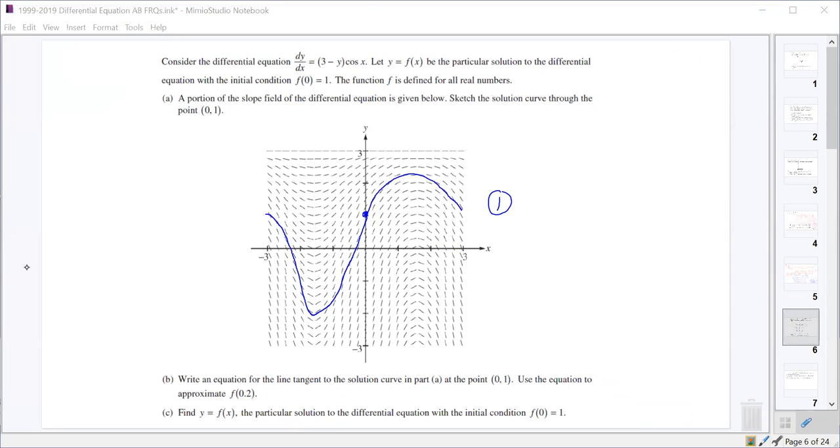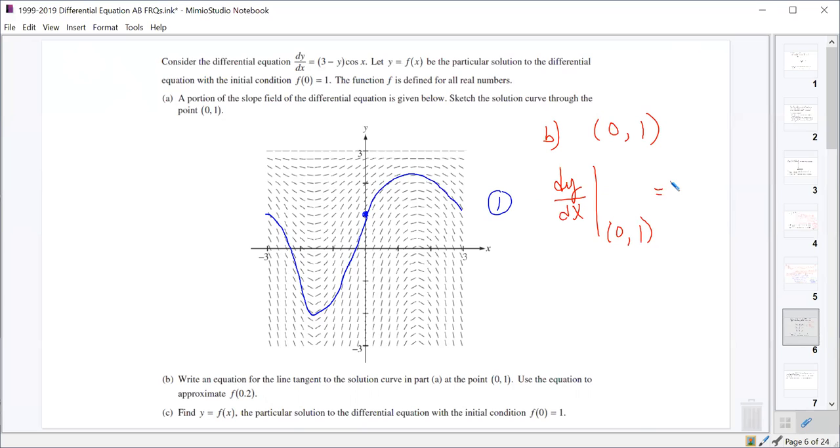All right, part B says write the equation for the line tangent to A at the point 0, 1. And so we're going to use the equation to approximate f of 0.2. So first thing we need, we've got a point, right? We're going to use 0, 1. Second thing we need is a slope. So that means we need to evaluate dy dx at the point 0, 1 to find the slope of that tangent line.